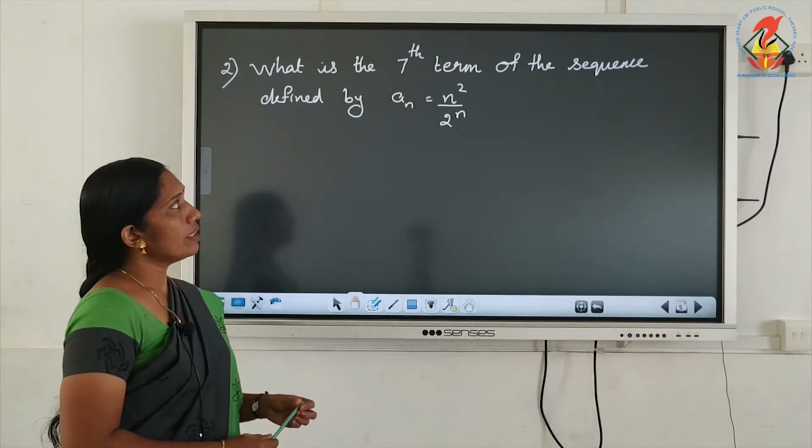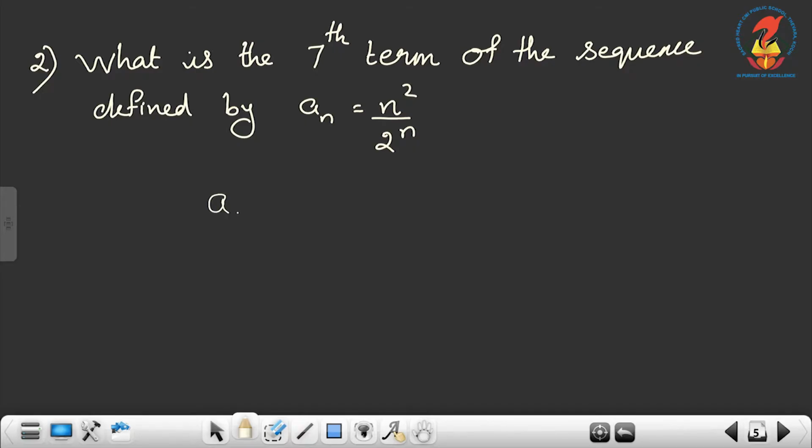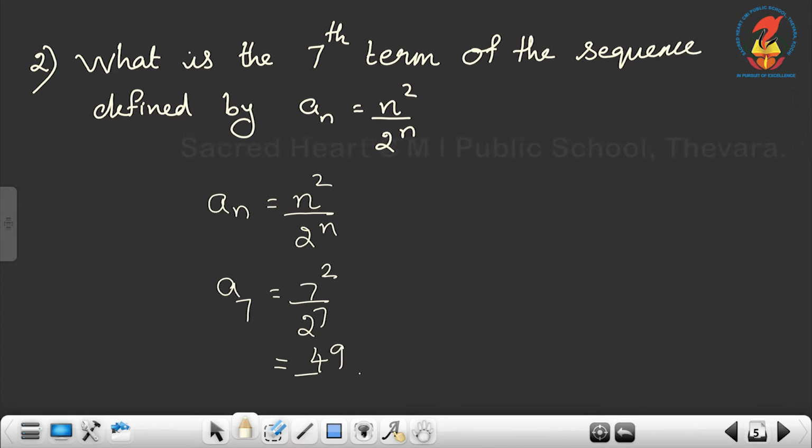What is the 7th term of the sequence? N is given. N means it is the nth term. So a7, 7th term means just substitute n as 7. So 7 square by 2 raised to 7. 7 square is 49. 49 by 2 raised to 7 is 128.